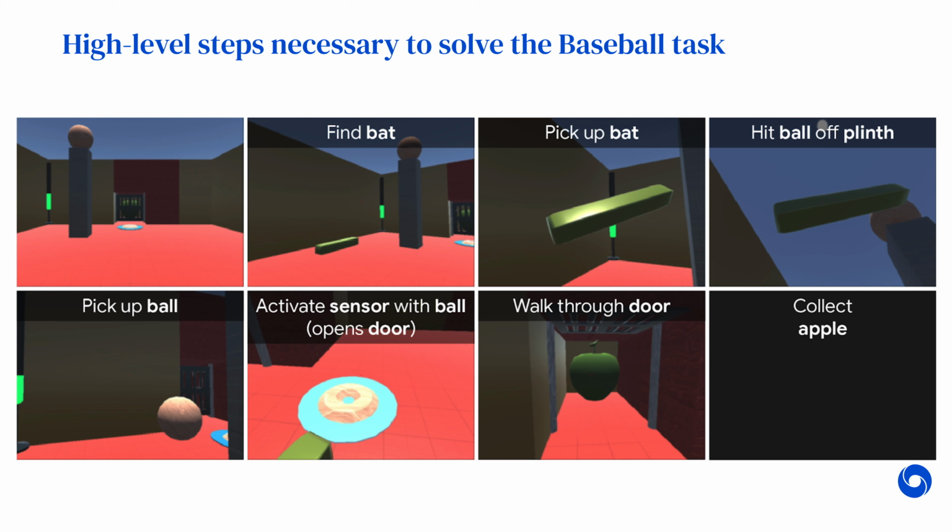The necessity of completing such a long sequence of high-level steps makes it unlikely that the task will ever be solved by random exploration. Note that each step involves interaction with physical objects in the environment, requiring the agent to deal with gravity and collisions.